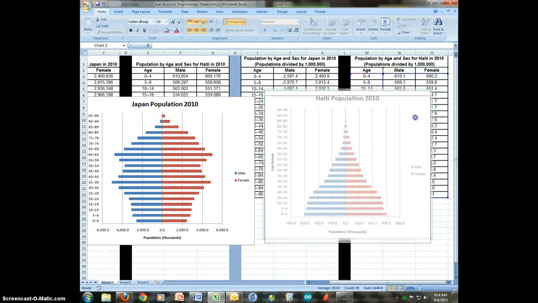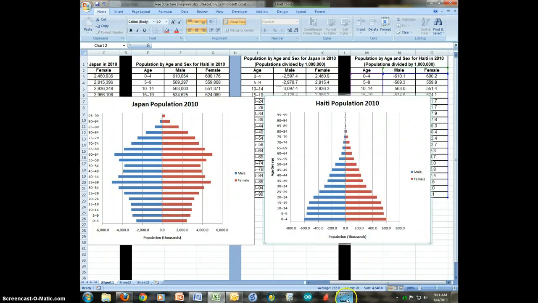Okay, and that's it. That's how you make one of these graphs, and that's the trick. So good luck, and we'll talk about this lab in a bit. Answer the questions on the packet.